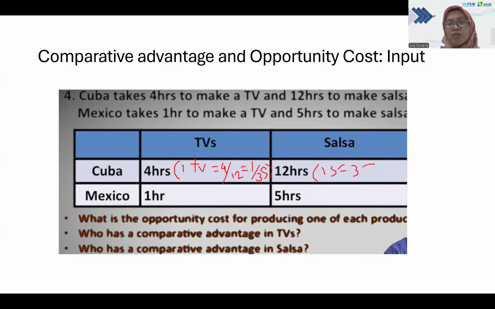So the opportunity cost of producing one salsa is 3 TV. And this one as well. So for one TV, for Mexico, the opportunity cost is equal to 1/5 salsa. And for Mexico, one salsa opportunity cost equals 5 TV.